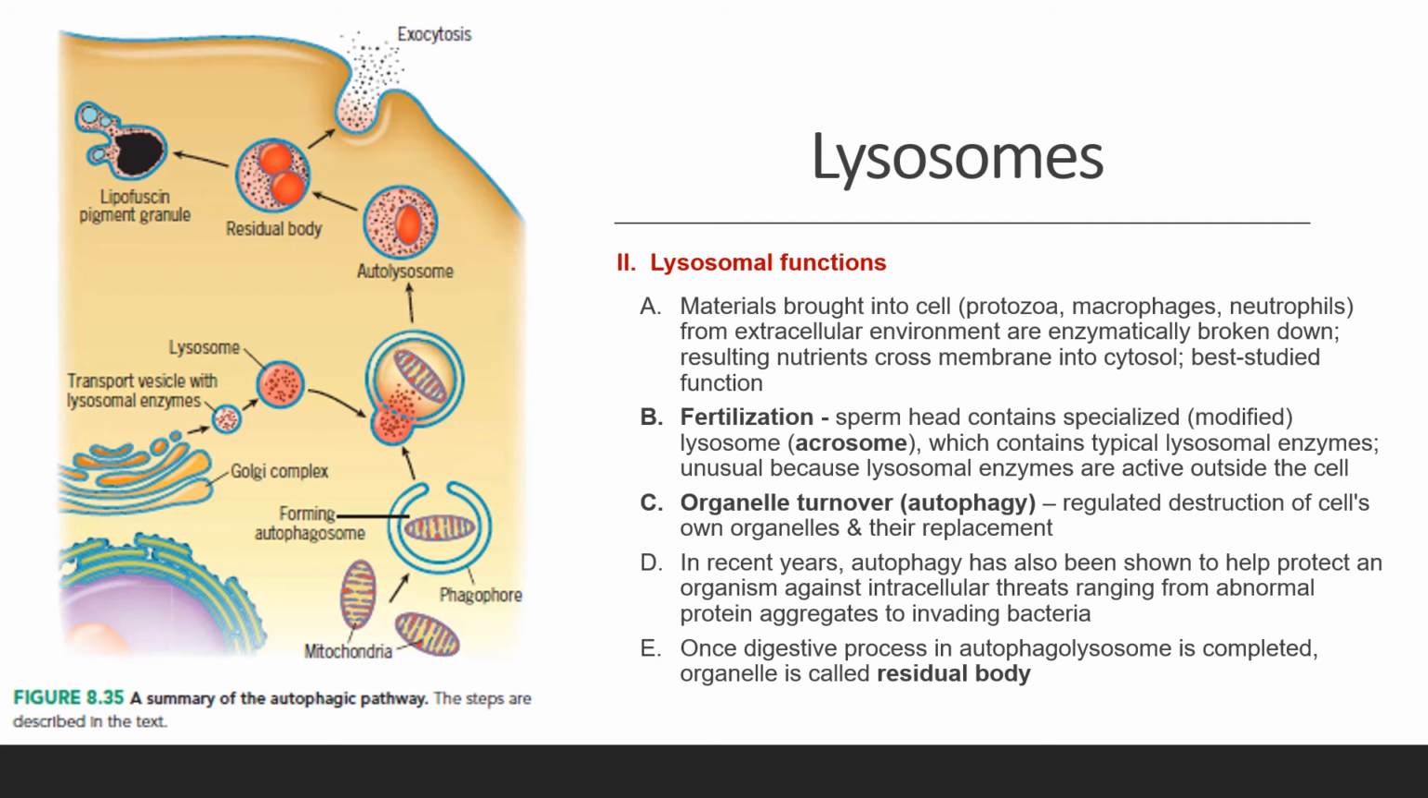Okay? So it is also very useful in organelle turnover or autophagy. It is regulated destruction of the cell's own organelles and their replacement. In recent years, autophagy has also been shown to help protect an organism against intracellular threats, ranging from abnormal protein aggregates to invading bacteria. And once the digestive process in the autophagolysosome is completed, the organelle is called a residual body.